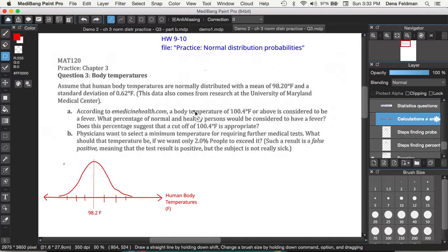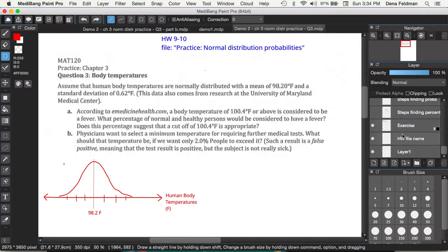So in this exercise, I'm taking some data, and I'm assuming that human body temperatures are normally distributed. I'm told here are some body temperatures from research at the University of Maryland, and we're assuming they are normally distributed, based on what I see from that data, with a mean of 98.2 degrees Fahrenheit and this standard deviation.